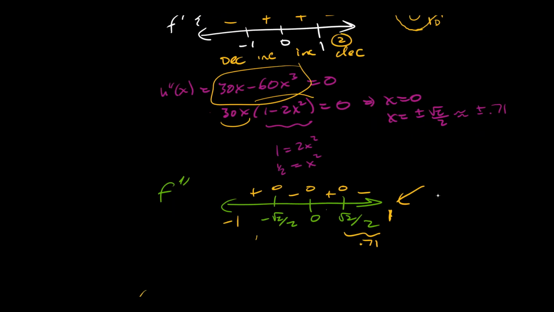So the graph is concave up, then it is concave down, then it is concave up, and then it is concave down here. So what you need to do now that we have the inflection points and the max and mins, is you need to plug those numbers into the original and see what values you get and then graph it. So I'm going to do that real quick.